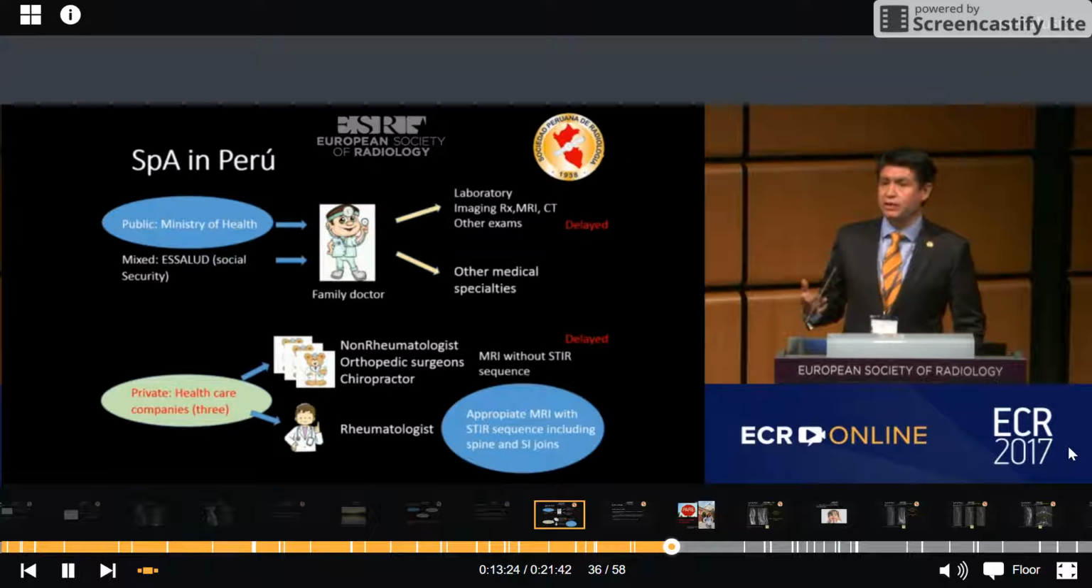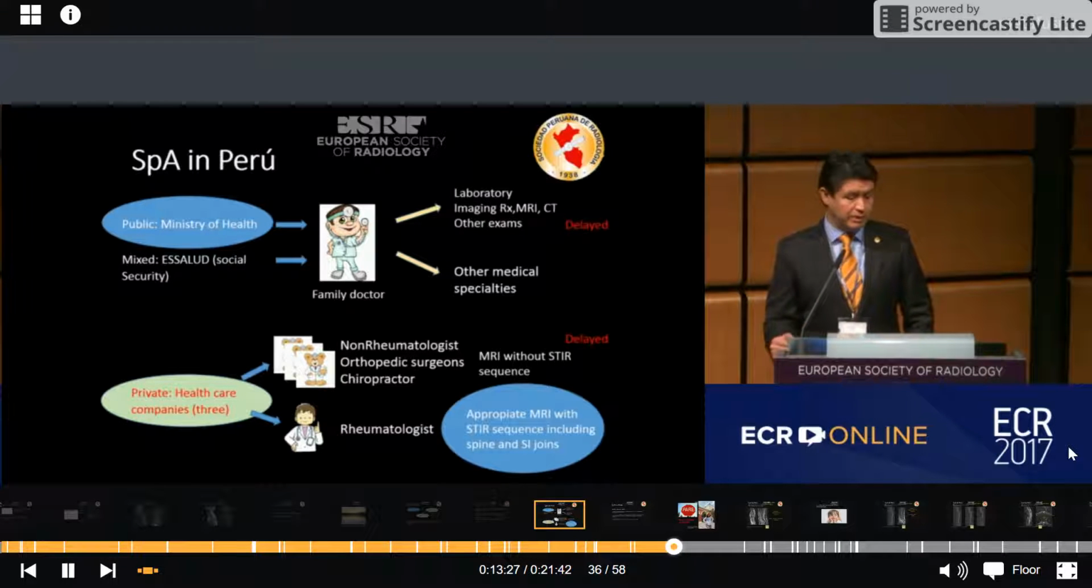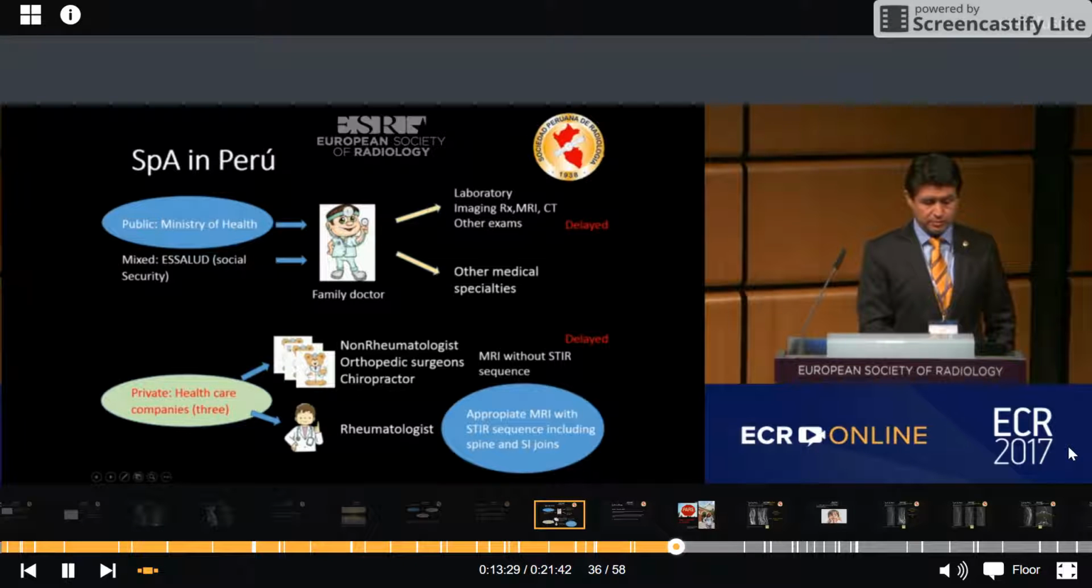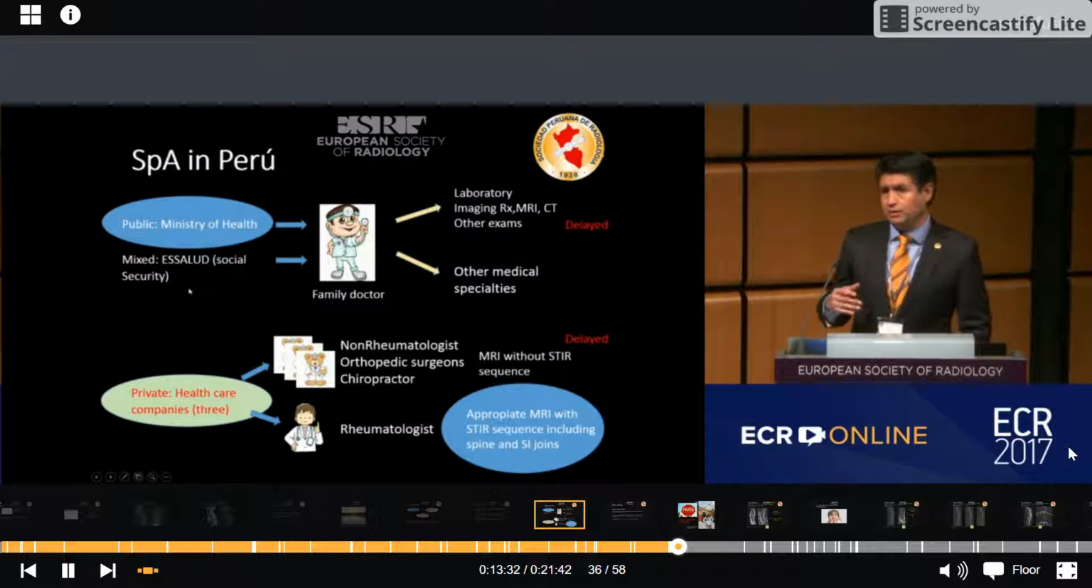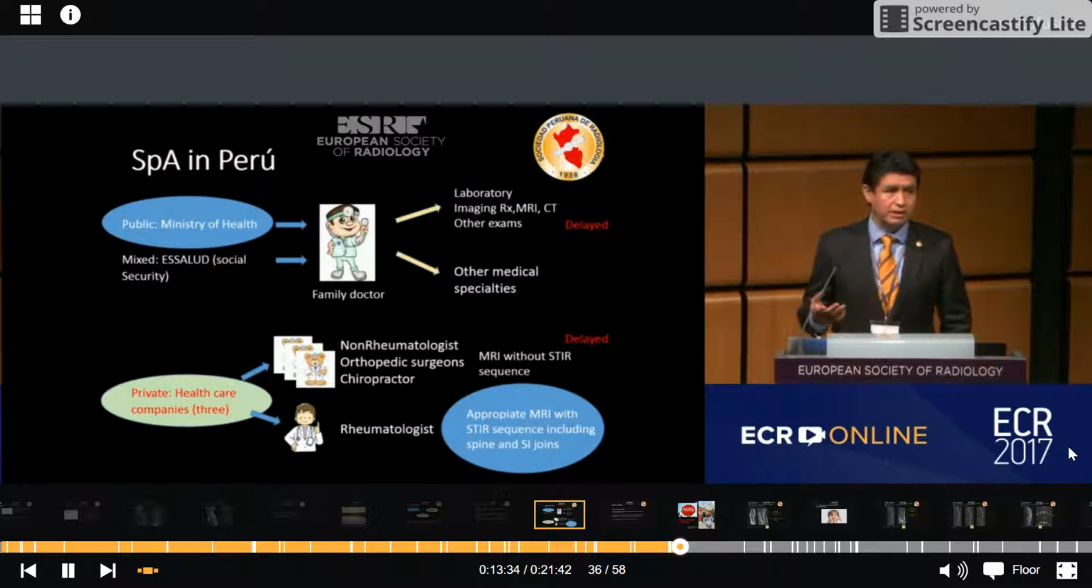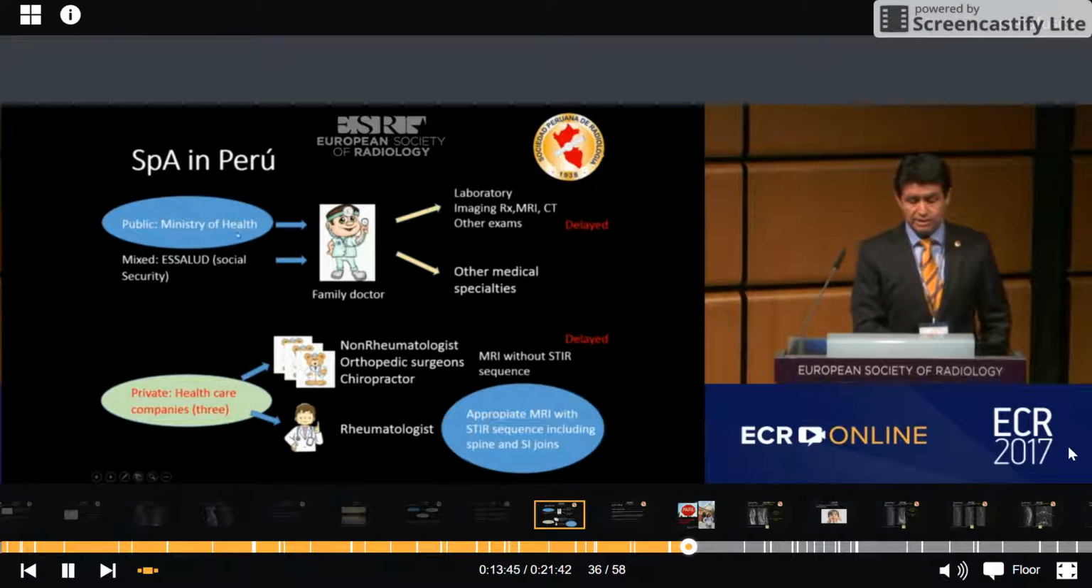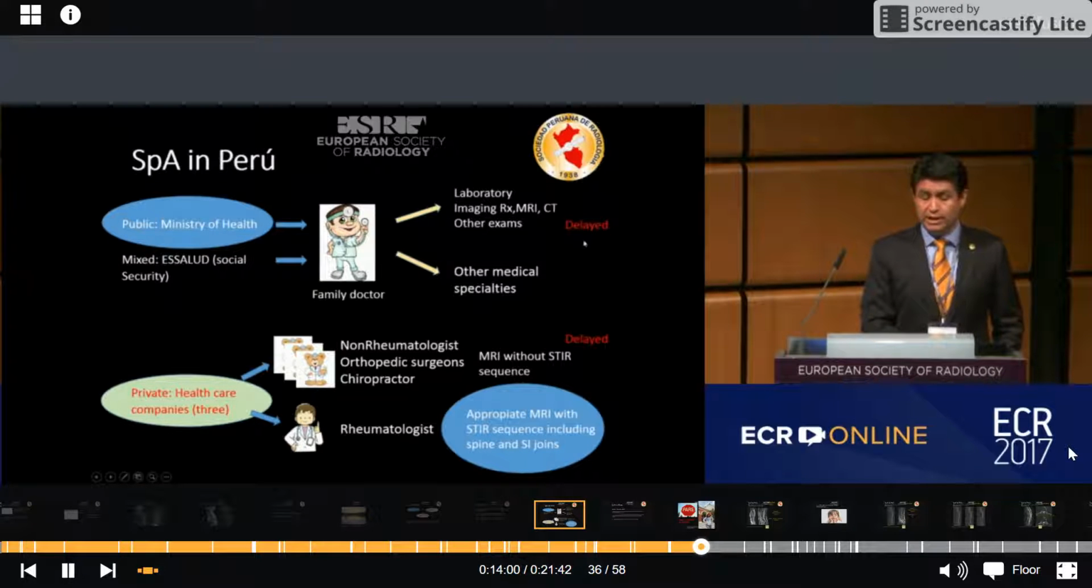What happens with a patient with low back pain? In the public system and in the social security system, a patient who has low back pain goes to the hospital and is consulted by a family doctor. This family doctor decides the way to make the diagnosis, and maybe he thinks about other diseases. The most frequent situation is that the SPA diagnosis is going to be delayed.